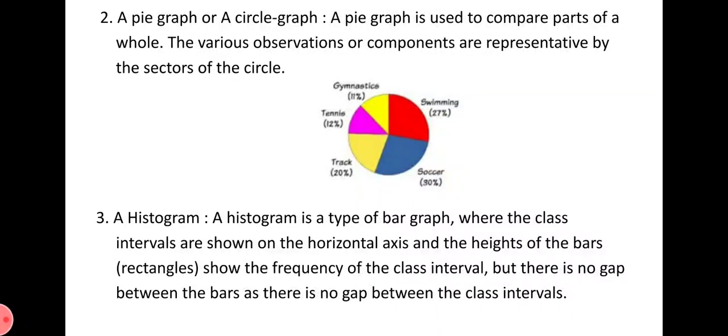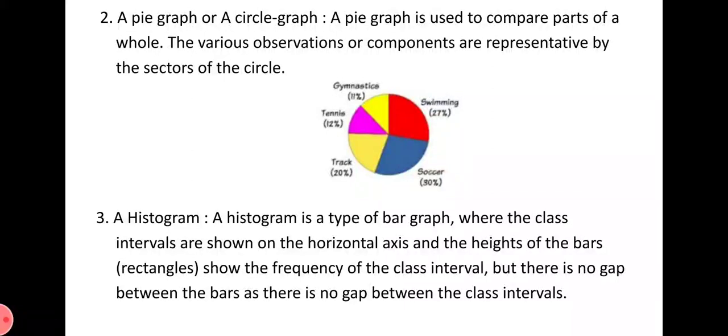A histogram is also one type of bar graph, but the difference between a histogram and a bar graph is that in a histogram the class intervals are shown on the horizontal axis, what we call the x-axis, and the heights of the bars, or rectangles, show the frequency of the class intervals, and there is no gap between these bars, as there is no gap between the class intervals.